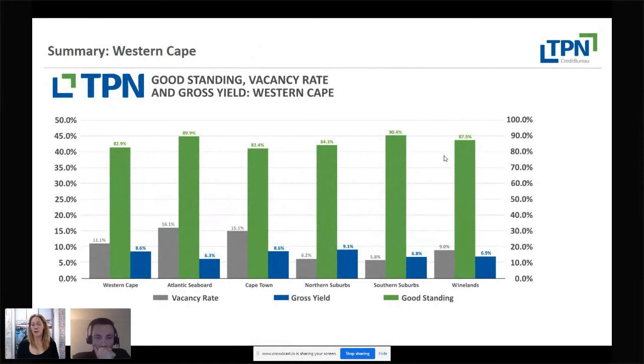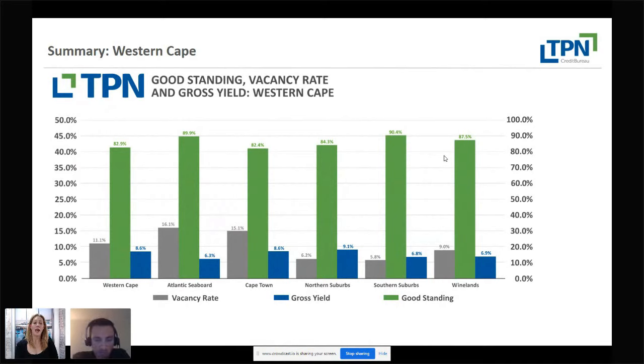Now, in the Western Cape, remember what I said about gross yield. Gross yield is a factor of your average rental per annum divided by your market value. And we know in the Western Cape, the properties are really expensive. So if your properties are really expensive and you're not able to keep your rent up in line with the value of your property, it means that your yield is going to be a lot lower. And that's exactly what we see in the Western Cape.